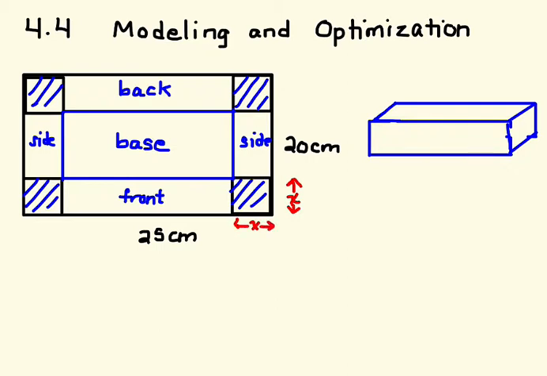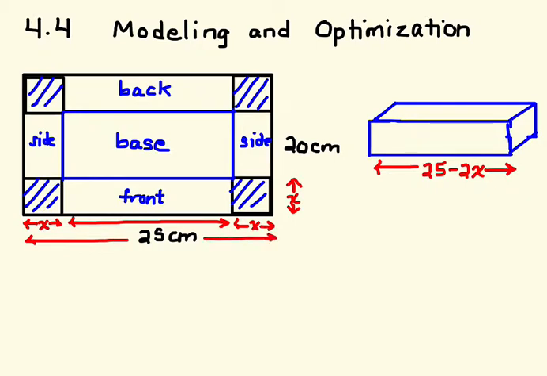Okay? So the actual front of the box, the length of the front, is going to be 25 minus 2x. Does that make sense? If the front of the box is right here, that's 25 minus 2x. There is x. And if the entire thing is 25 centimeters long, then clearly the front of the box is 25 minus 2x. Does that make sense?